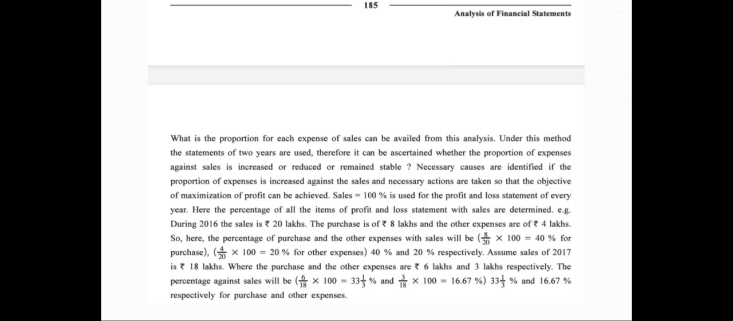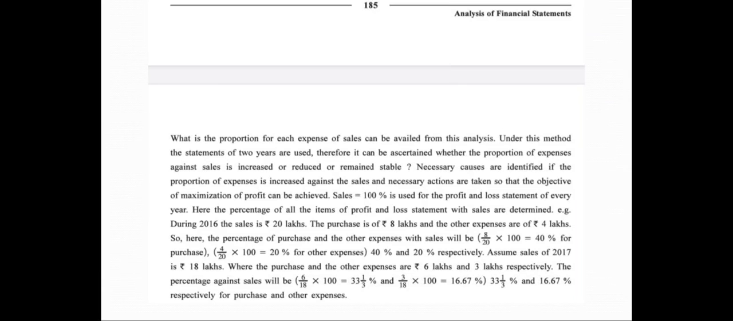And if we assume that in 2017 the sales is 18 lakh, and the purchase and other expenses are 6 lakh and 3 lakh respectively, and we find these percentages, the percentage of purchase will be 33.33%, that is 6 lakh upon 18 lakh into 100. And if we talk about expenses, it is 16.67%, that is 3 lakh upon 18 lakh into 100. So if we compare these 2 years, assuming the data are of the same company, we can see the total sales has decreased from 20 lakh to 18 lakh.